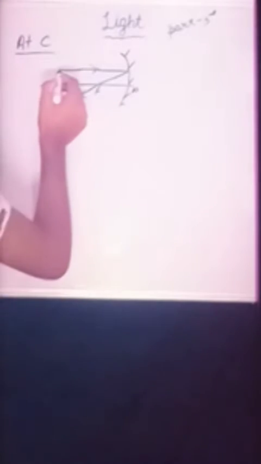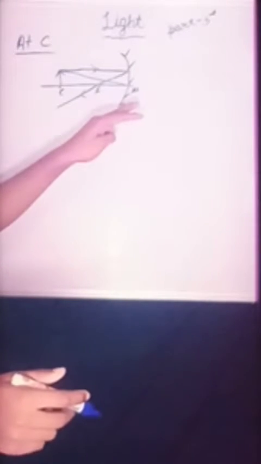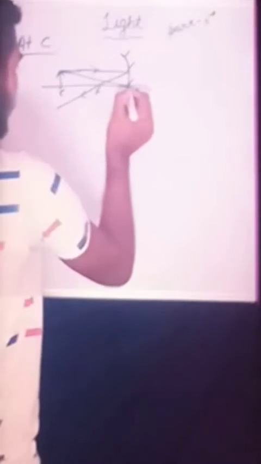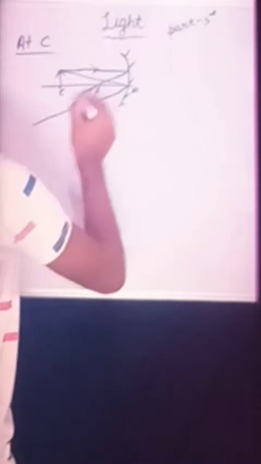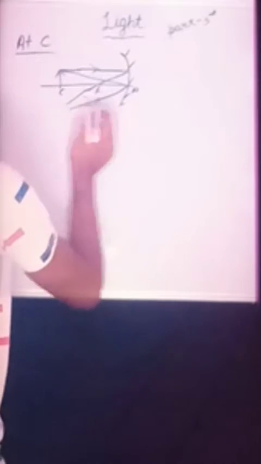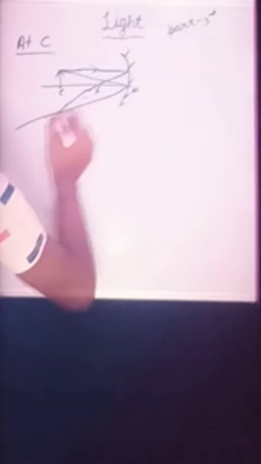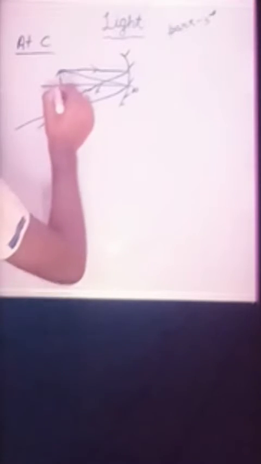Then I take a ray toward the principal focus. We know the criterion: whenever a ray is going through the principal focus, after reflection it makes angle i equal to angle r. Then it cuts here at C. It cuts at C.